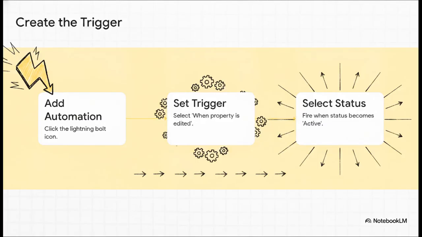That connection right there is exactly what allows an action in one database to automatically populate data in the other one. So with our databases all linked up, here are the exact clicks you need to build that trigger. First, hop into your client's database and click the little lightning bolt icon up at the top right to create a new automation. Second, you'll set your trigger to when property is edited, and finally, you select the status property and tell it to fire when that status changes to active. This is the spark.